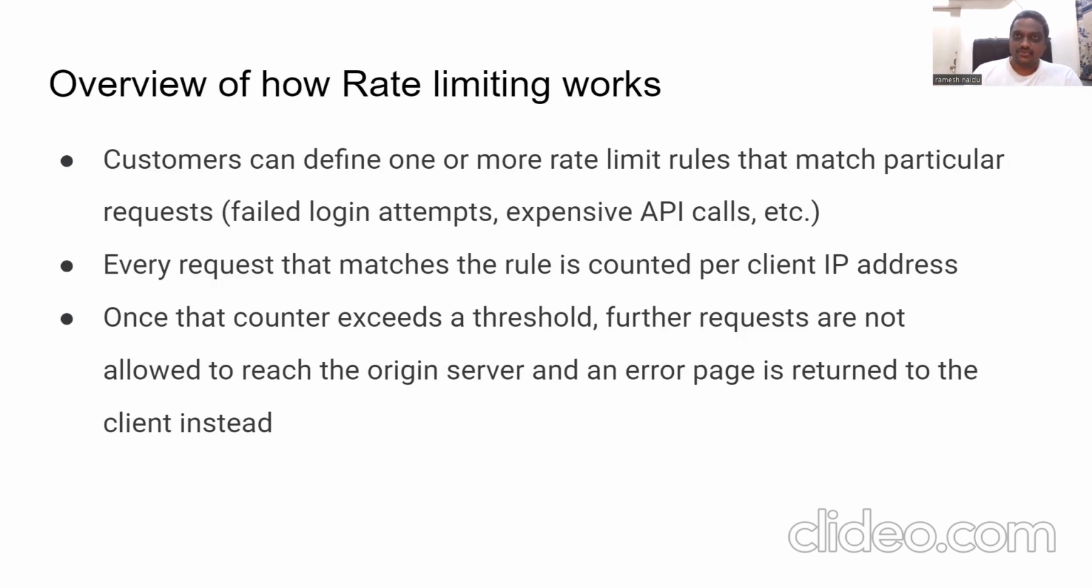Once it reaches the threshold, whatever we have given as the maximum number of hits or requests accepted, it starts rejecting. So the counter is counted once the rule is matched. As I said, once it exceeds the threshold, the request will not be allowed to reach the origin server, and an error page is returned. This is the overview of how rate limiting works anywhere. We'll see what optimizations we do here and what considerations have been taken.